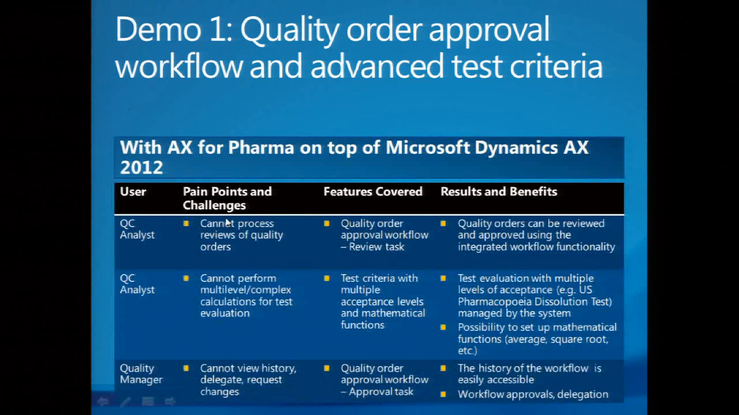the pains were that right now there was not a workflow for the quality control analyst, and that has been inserted. And now there's integrated workflow functionality connected to quality orders. The same person could not perform multi-level complex calculation. You only have average and per unit. It's not enough in some businesses, and so we have added a lot of calculations on top of that. And last, history, delegation, request changes for the quality manager. Right now it has to be done by hand, and instead that's been integrated with workflows.